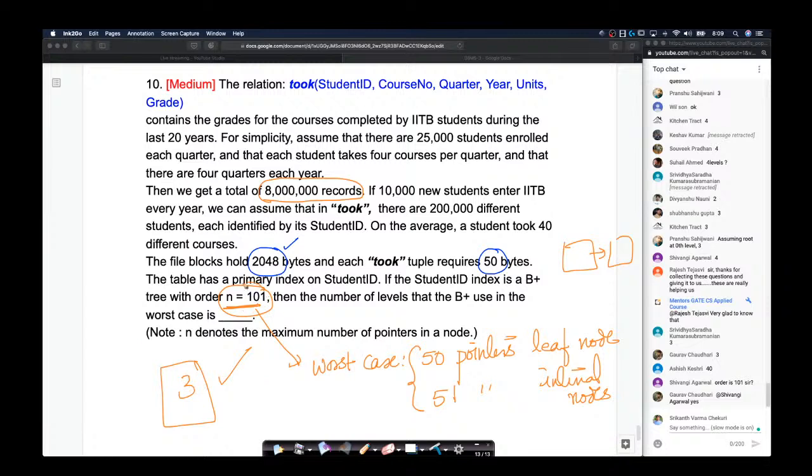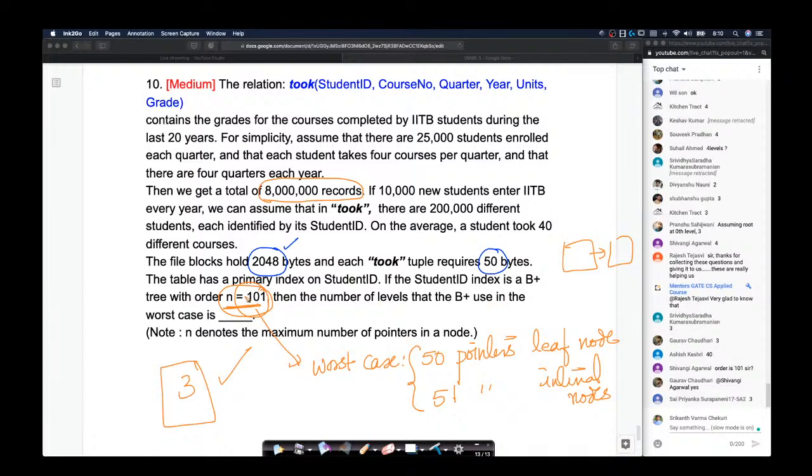Yes, the order is 101. I understand that, but we have to think of the worst case, because the question says the number of levels that the B plus tree uses in the worst case. That's why I wrote this. In the worst case, half of your nodes or half of your pointers will be full. That's very, very important. The worst case is a very important part here, right? That's something that many people miss, right? B trees, B plus trees ensure that, except for the root node, everywhere else it wants to have at least half the pointers full, right? So that's the whole concept here.